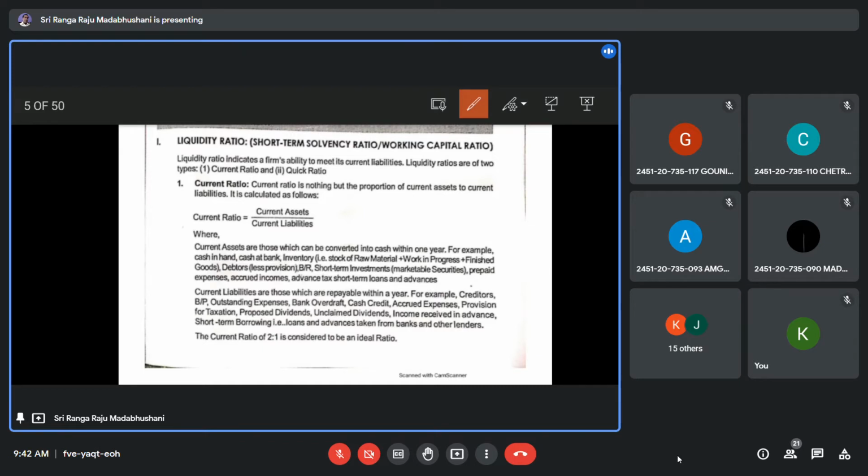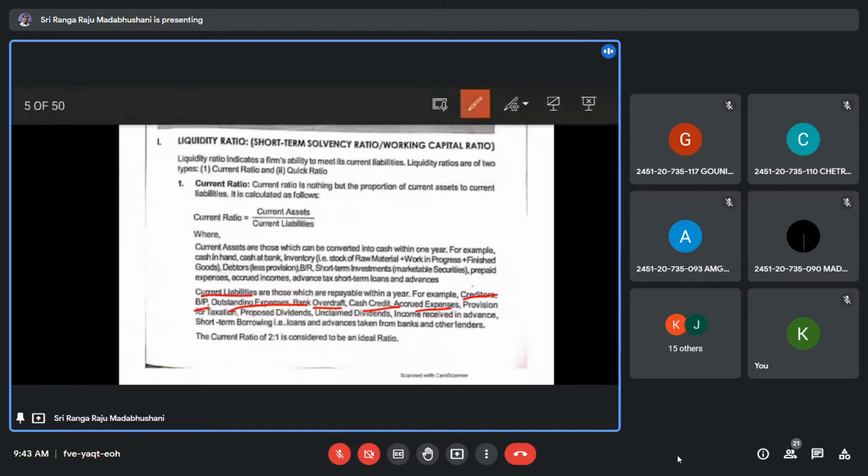Then current liability. Current liabilities are creditors, bills payable, expenses to be paid, outstanding expenses, and short-term loans, like bank overdraft, cash credit, and any short-term loan less than 1 year. Then expenses to be paid, accrued or outstanding expenses. We may call it accrued expenses or outstanding expenses. Provision for taxation. And dividend.